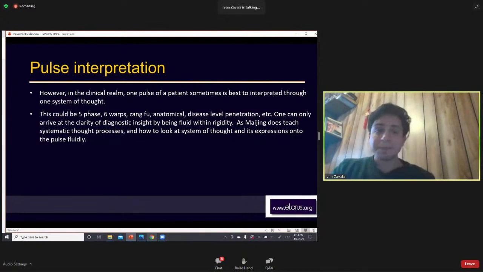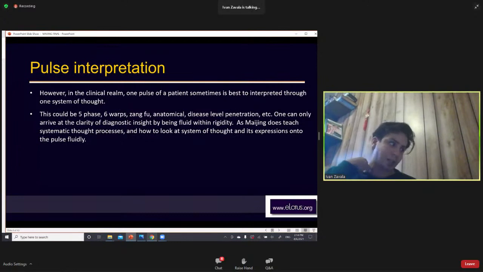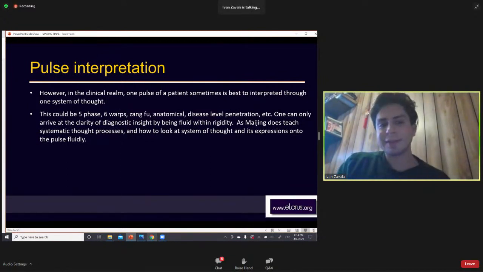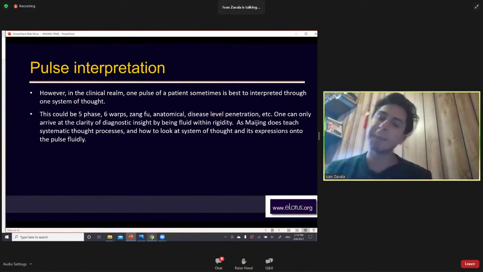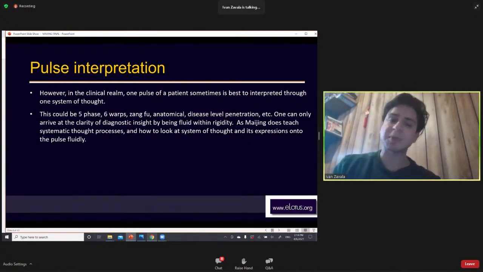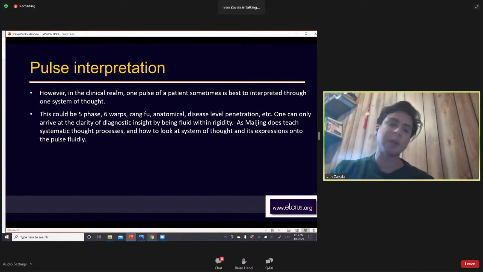Therefore, pose interpretation, right? In the clinical realm, one pose of a patient sometimes is best interpreted through one system of thought. So even though there are different ways to look at the pose, different perspectives, at times they are just like Chinese medicine diagnosis. Sometimes it's best to use a five-phase perspective. Sometimes it's best to use a six-stage perspective. Sometimes a Wen-Bing perspective, right? Zhang Fu perspective, Yin Yang perspective. And so sometimes a slippery pose, for example, in the lung position is best looked at from a Zhang Fu perspective, another time from a six-stage perspective. That will inform you best of what's happening with the patient.